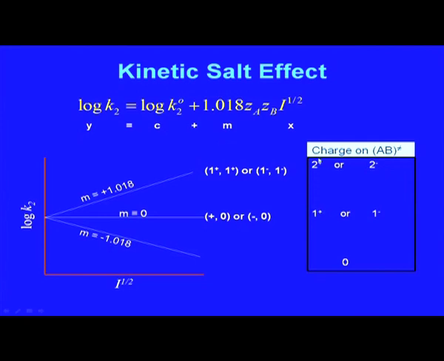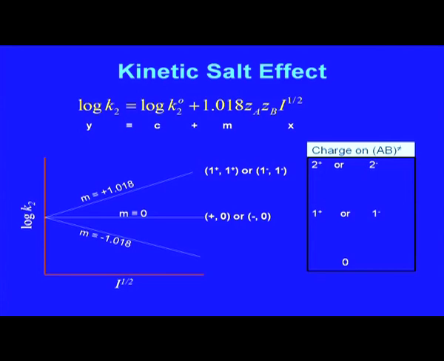So, the charge on this, this will be the charge on AB. Okay. Here it is plus 2 or minus 2, plus 1 or minus 1, and it is 0. Okay. So, these can be determined from whether this charge of AB is both plus or both minus, or the overall charge is plus or overall charge is minus, that you can determine from the nature of the plot.